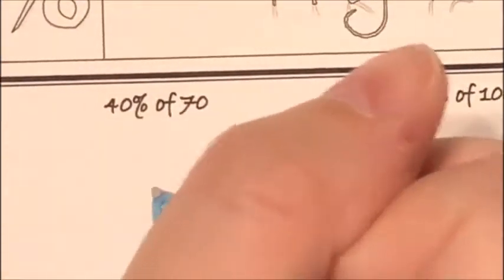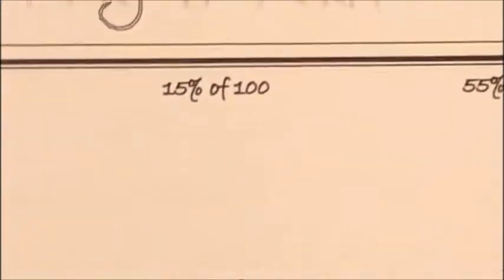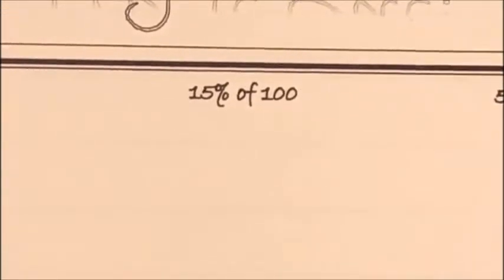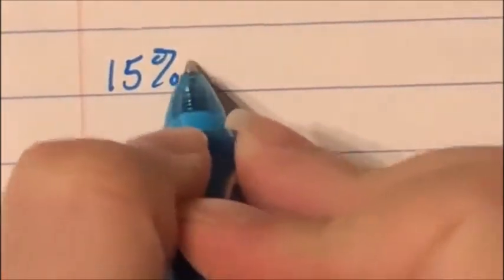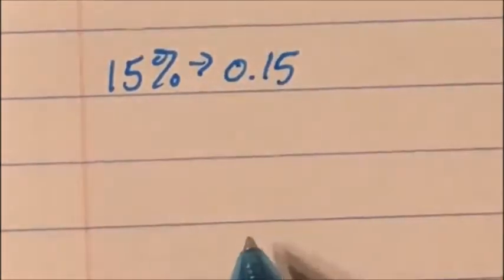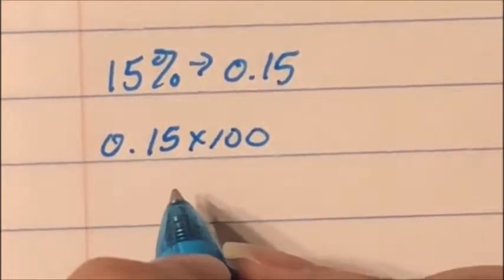40% of 70, 28. Okay. Next I have 15% of 100. Come back over here. So I have 15% changed to a decimal becomes 0.15. 0.15 times 100 gives me 15. So 15% of 100 is 15.